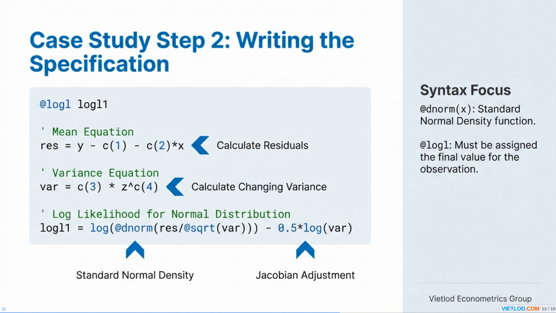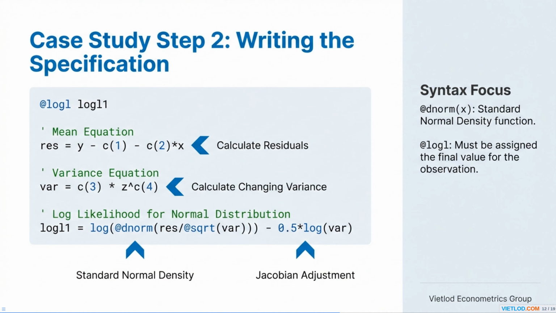Then we code the variance equation. We create another intermediate series called var to store the changing variance, which is defined as var equals c3 times z to the c4. Finally, we write the log likelihood for a normal distribution. The formula is logl1 equals log of @dnorm of res divided by @sqrt of var, minus 0.5 times log of var.